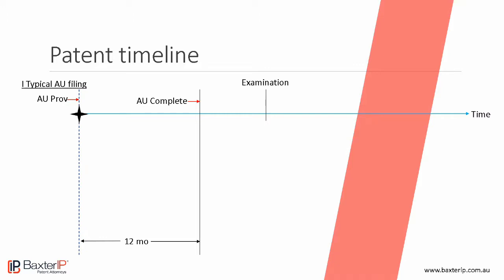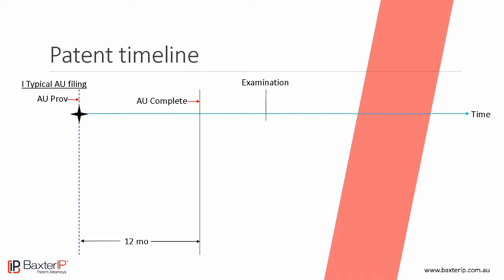Now, during that first 12 months, while you're developing your product, if you come up with improvements or developments to your invention, then it is possible to file a supplementary Australian provisional application, which provides a filing date for the improvements. And when it comes time to file the complete application, you can combine all of the subject matter together into the one complete. In this way, your improvements and developments during that first 12 months can be captured.